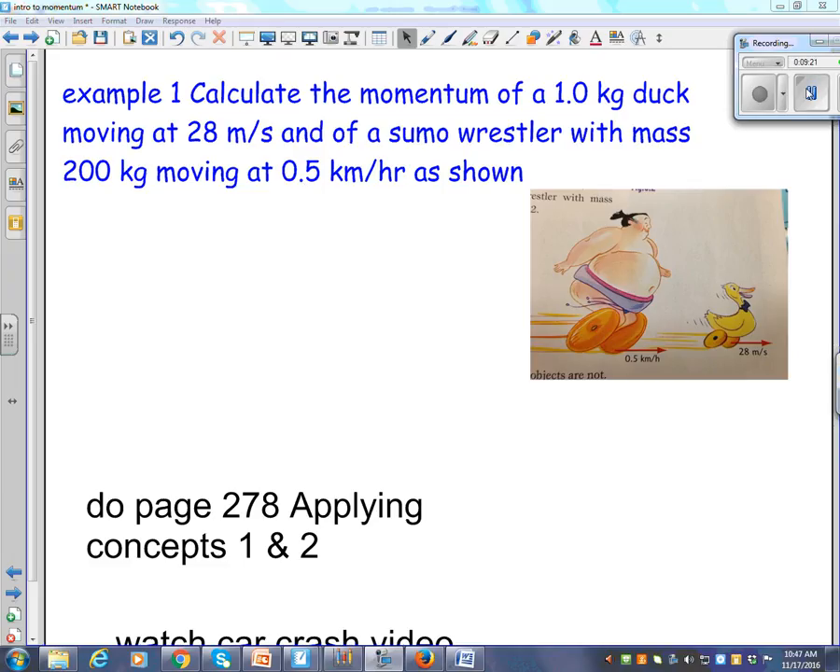I'm just going to pause for a second. So how are we going to do this? Calculate the momentum of a 1 kilogram duck moving at 28 meters per second and of a sumo wrestler with a mass of 200 at 0.5 as shown. So it's P equals mv. Now, one of the big deals in this unit is the use of subscripts. So I'm going to introduce you to that now. We've seen subscripts before, like F_AX and stuff like that, right? Like V_H and stuff like that. They're going to get more complicated.